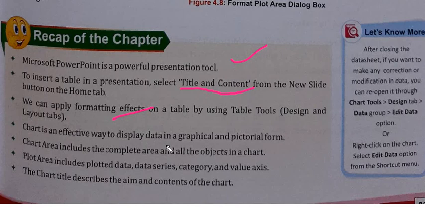A chart is an effective way to display data in graphical and pictorial form. We have seen this. Chart area includes the complete area and all the objects in a chart. This also we have seen. Plot area includes plotted data, data series, category and value axis. We know what is data series, what is category, what is value axis. The chart title describes the aim and content of the chart. Chart title also we have seen. So we have covered everything in this chapter.